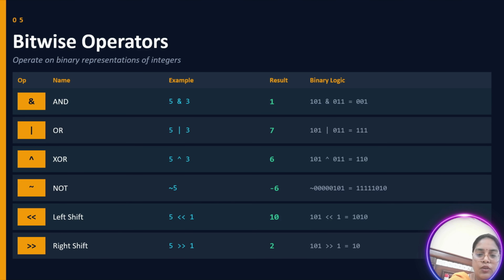Let us move to another important operator, which is the bitwise operator, where we use and, or, nor, not, left shift and right shift. The symbols of the operators have also been displayed here. Here what happens is it will convert into bitwise or binary logic. Whatever the content is, it will convert into binary and you get the result in binary.